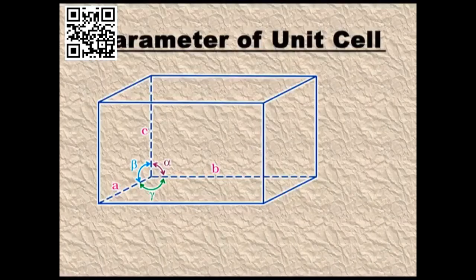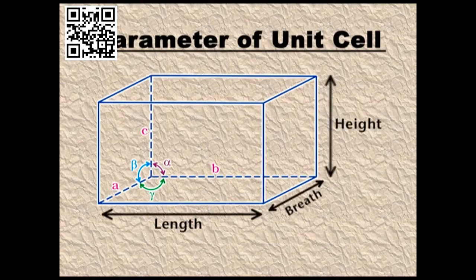We must know all this to know the variety of unit cells, that is how many types of unit cells there are. And before discussing that, let me discuss the parameters of a unit cell. This is a unit cell. It has 3 dimensions, that is length, breadth and height. And there are 3 angles between these edges, and these angles are known as alpha, beta and gamma.